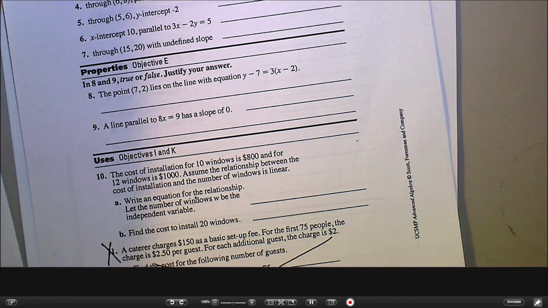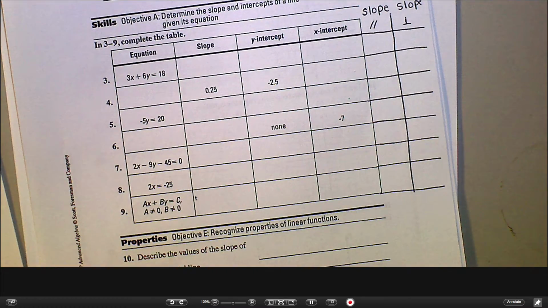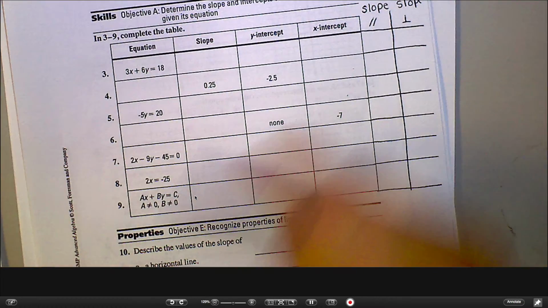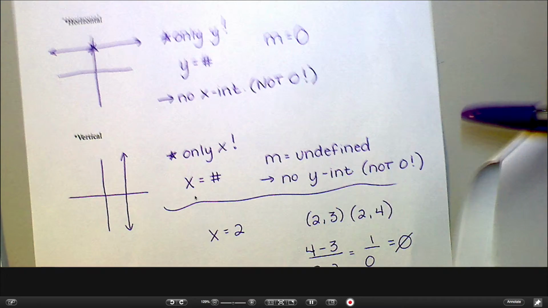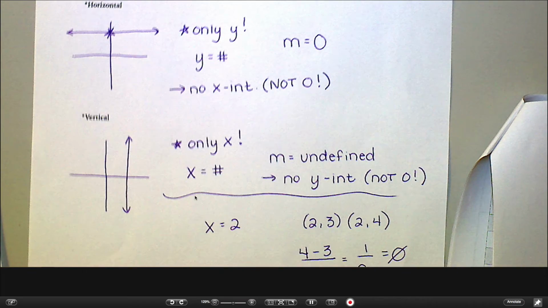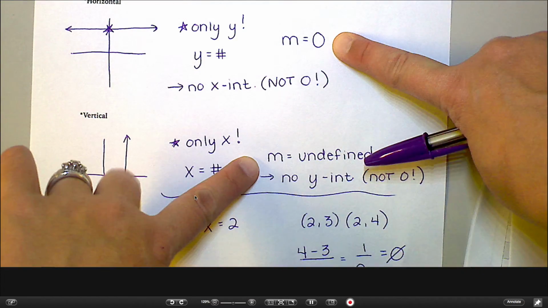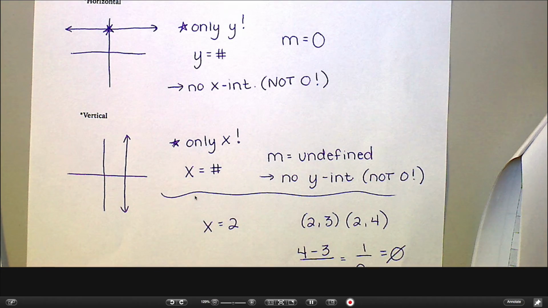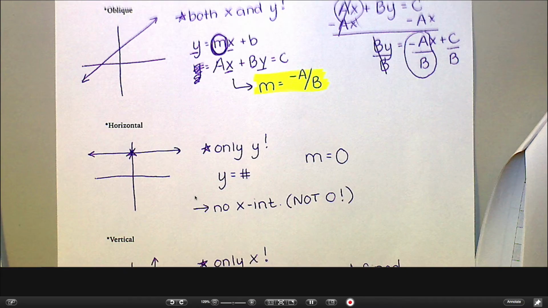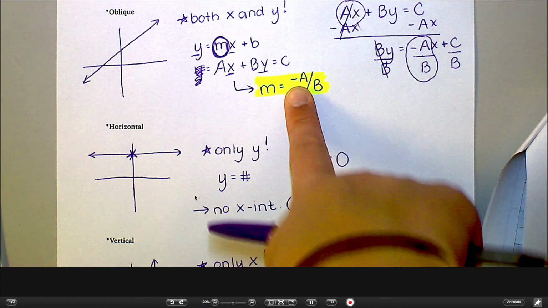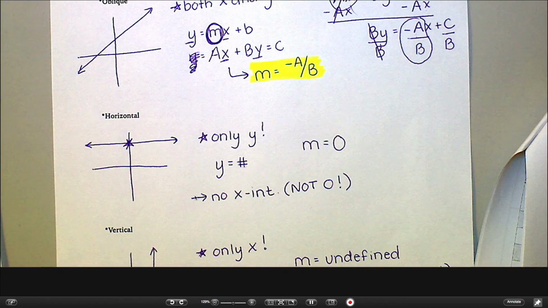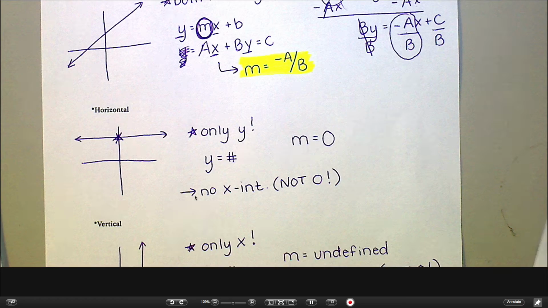What do you want us to do for number 10? Number 10? Okay, so thinking about what we just said here, like for a horizontal line and a vertical line, what did we say the slopes were? Okay? And then for an oblique line, I just want you to tell me how did we calculate the slope? Like what's our little formula for it? Okay? Yeah, you should be good on the rest.